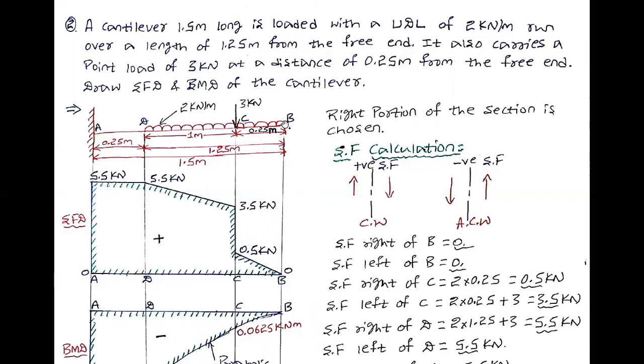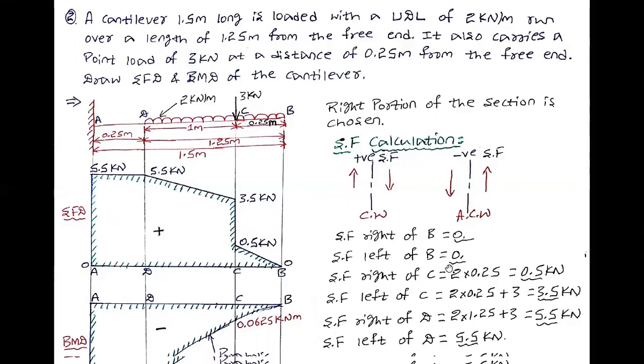I'm going to first consider shear force right of the beam. This is the point B. To the right of the beam, no load is acting. That's why shear force is equal to 0. On the left of point B, at point B, there is no load acting. Therefore, right and left shear force is equal to 0.